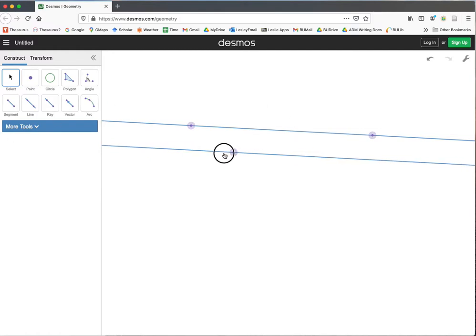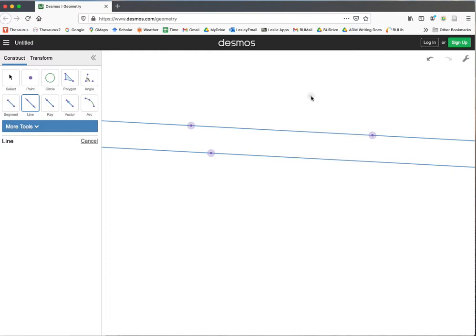So next, I'm going to move this point over. We want to draw a third line that intersects the two parallel lines. This is called the transversal. So we go to Line tool, click above the two lines, drag down across the two lines, and let go. So now I've got my lines.